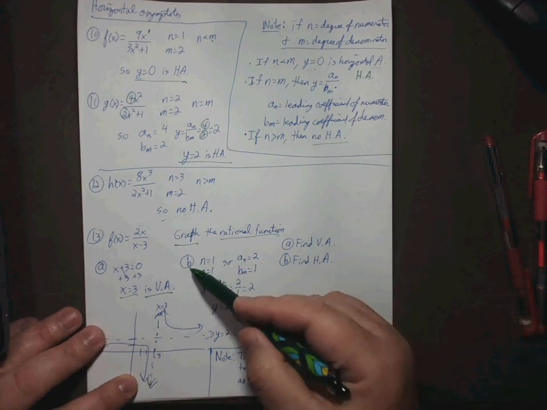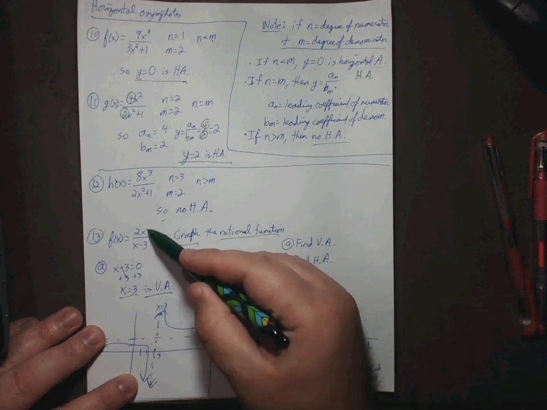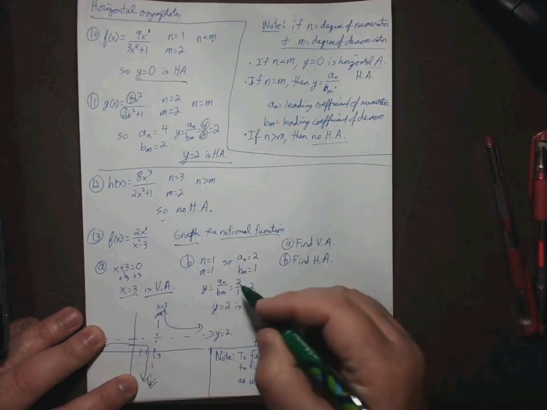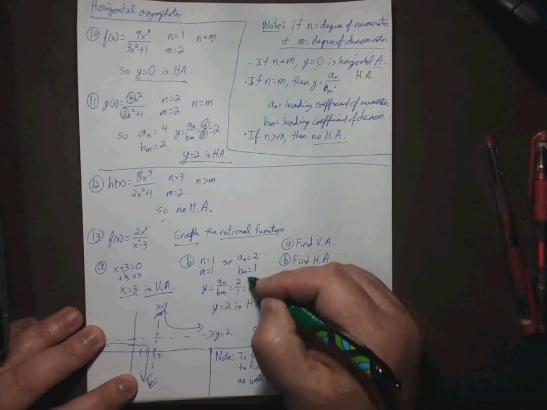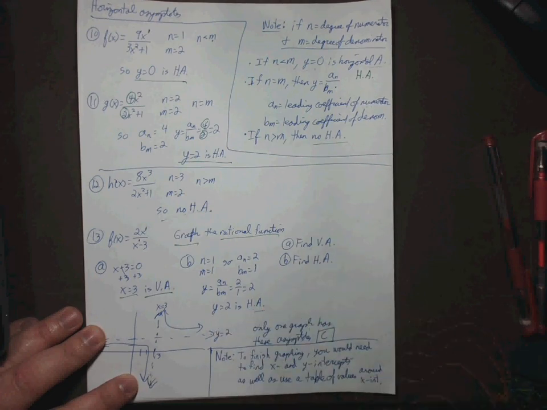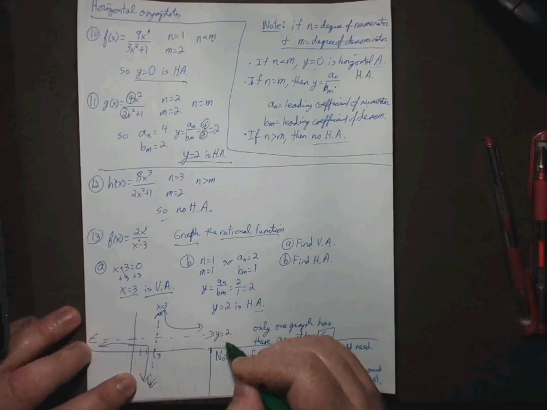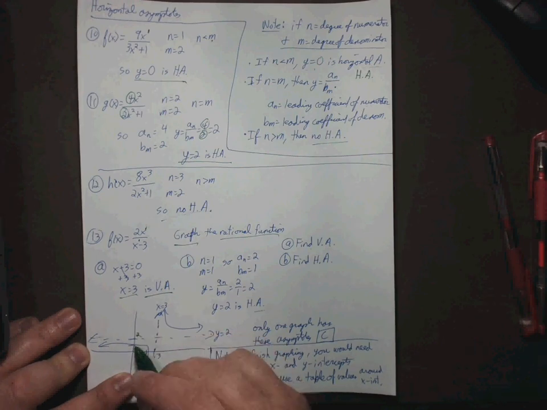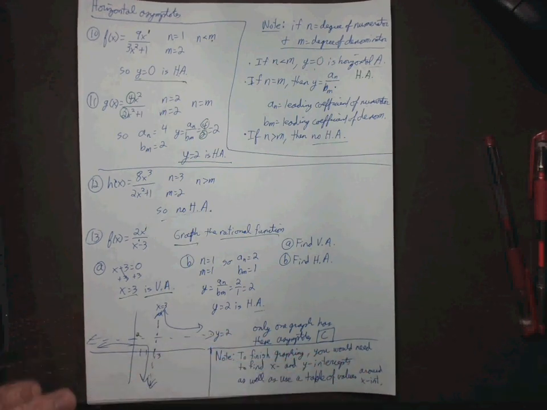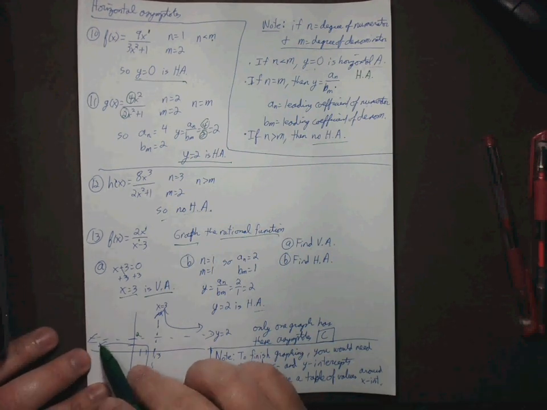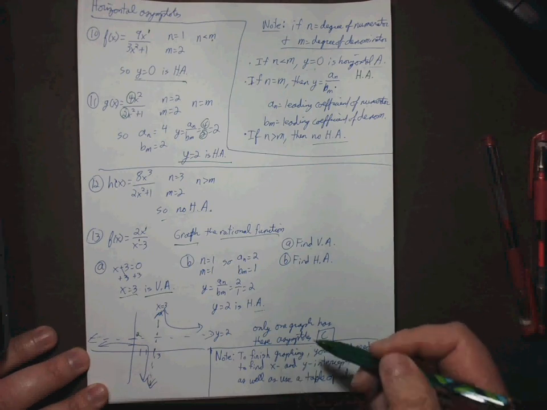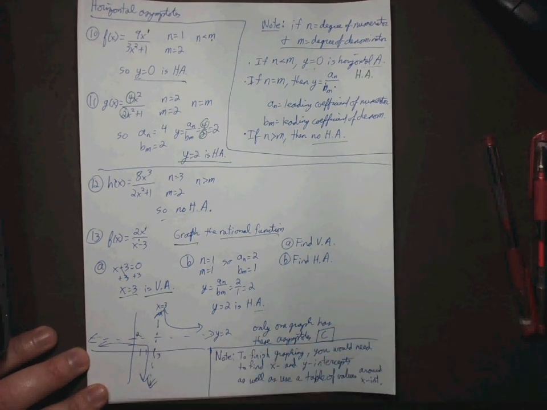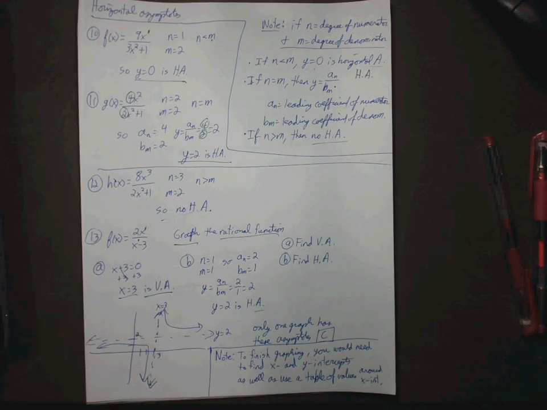Now, horizontal asymptotes. The degree of the top and the degree of the bottom are the same. So I divide the two leading coefficients, and I get y equals 2 is our horizontal asymptote. So that's what we have here. At y equals 2, there's a horizontal line. Now my graph is rough, I understand that. The graph on the page is a little bit better. There's only one graph that has those asymptotes.